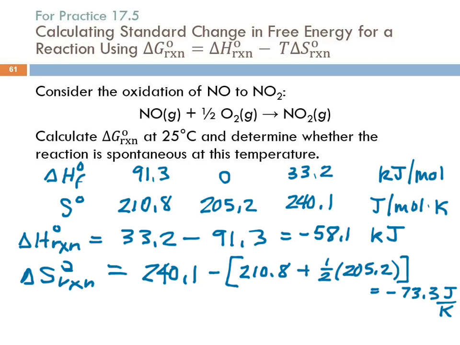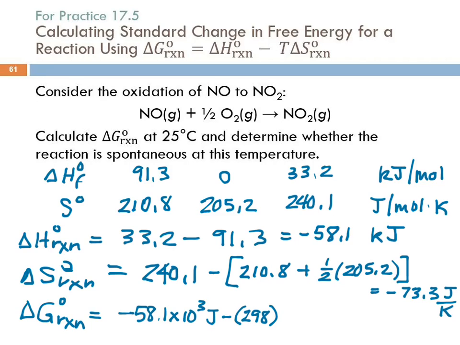So now we can calculate the standard change in free energy. Delta G standard for the reaction. It's delta H, which we found to be minus 58.1 kilojoules. Now, I'm going to just change that to joules. And then that's minus the temperature, which is 25 degrees Celsius, so 298 K, times the delta S. So that's minus 73.3.